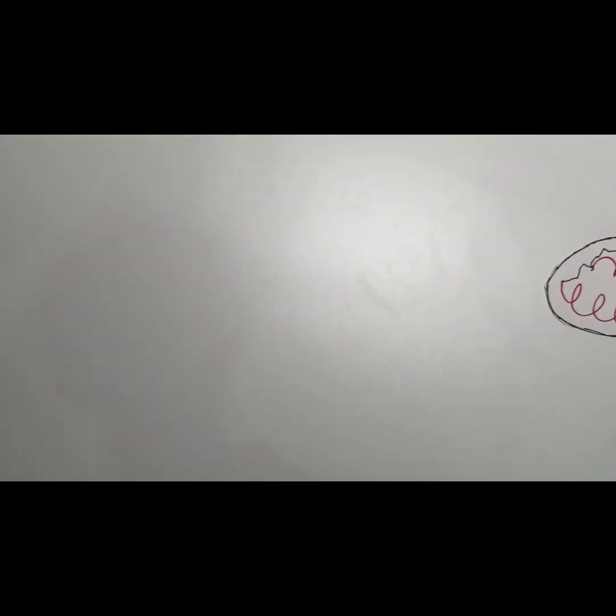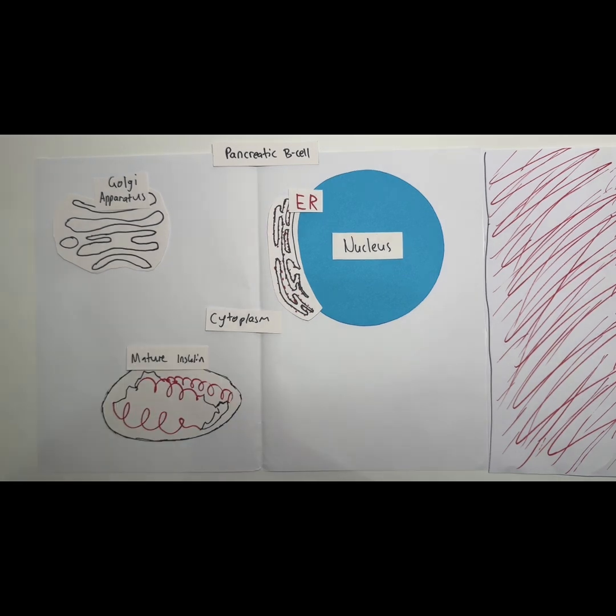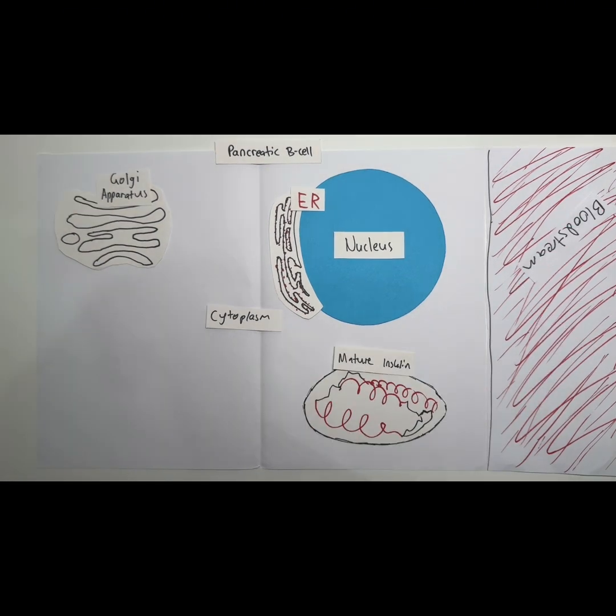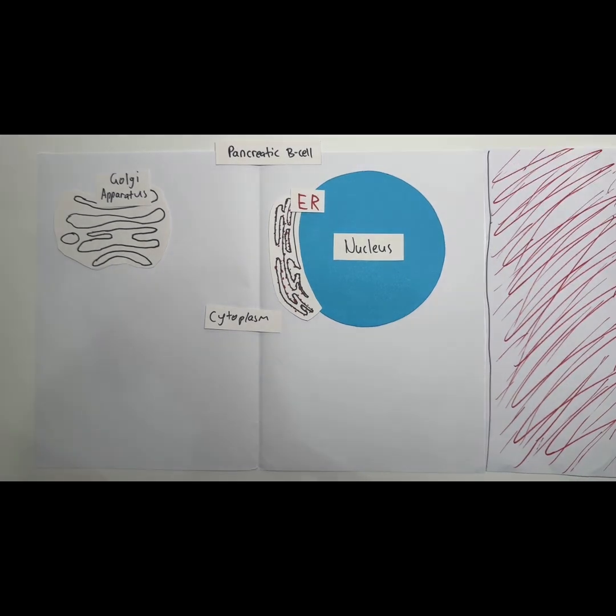Afterwards, the mature insulin protein stays in a vesicle in the cytoplasm of the pancreatic B cell until a signal is received to release it into the bloodstream when glucose levels are high.